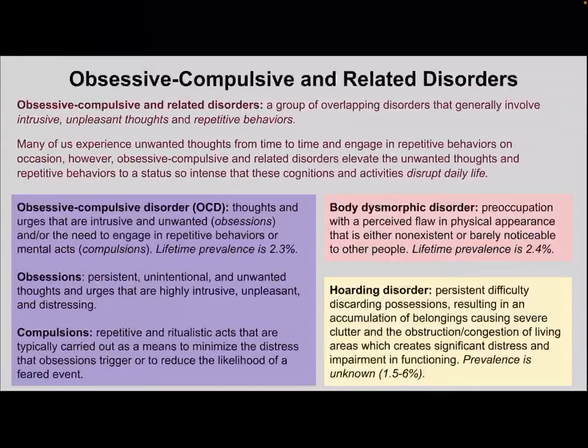Moving on to the next type of disorders, that was anxiety disorders. Now we'll move on to obsessive compulsive and related disorders. This is a group of overlapping disorders that usually involve intrusive thoughts as well as repetitive behaviors. And the key here is that the behaviors are an attempt to stop or distract from or deal with these intrusive thoughts.